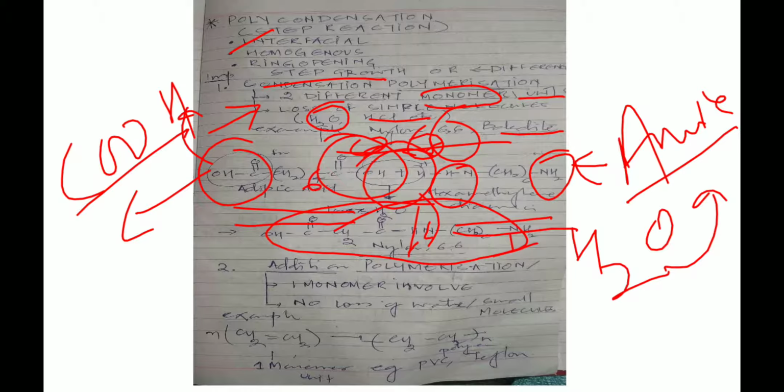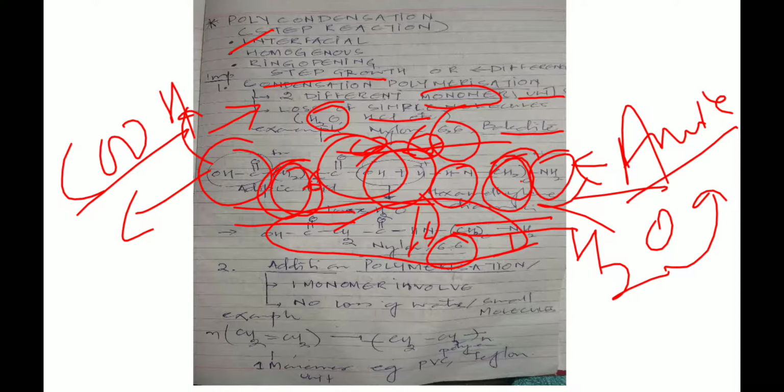This product is called nylon 6,6. I think the 6,6 comes from here, 6 times methylene, and here again 6 times methylene. So that's how the nomenclature works for nylon 6,6, basically the common name. So moving ahead.